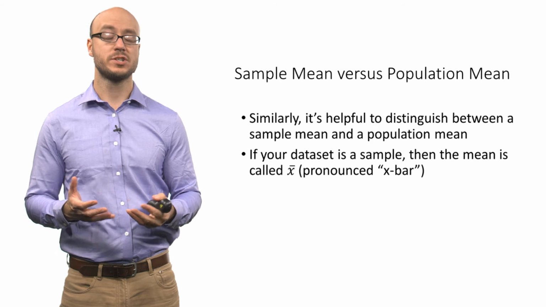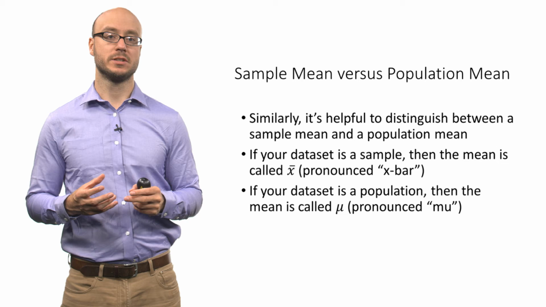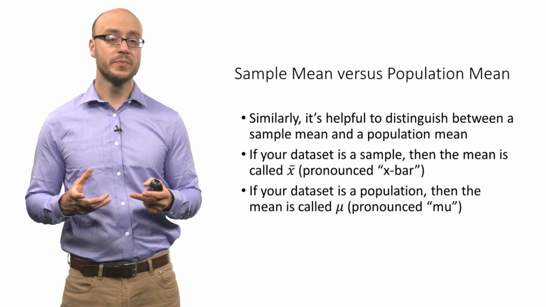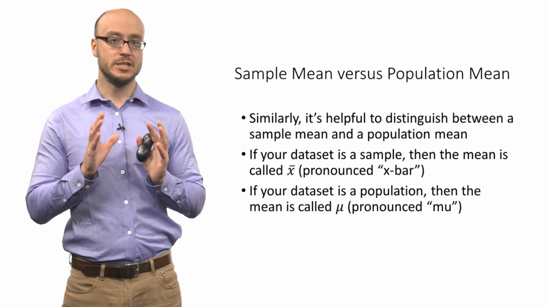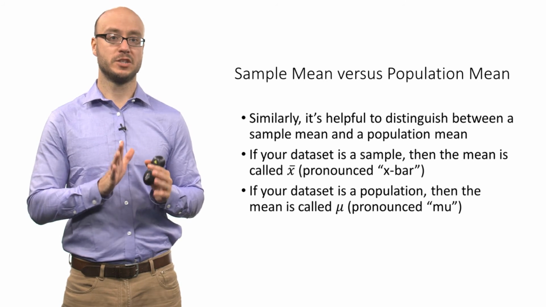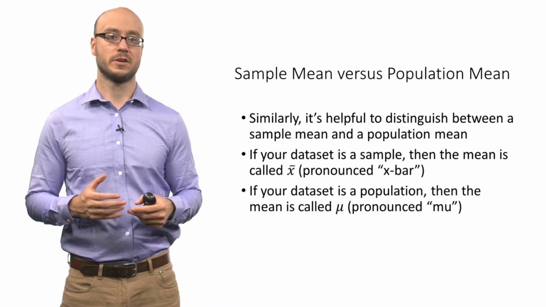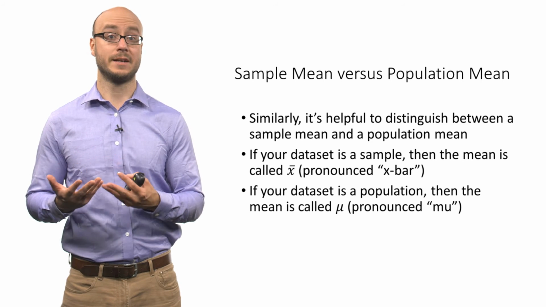This is just by convention. This is the notation that we use. If your data set is a population, then we call the mean mu. This is a Greek letter mu. And I think the important point is that in general, when we talk about population parameters versus sample statistics, the population parameters are expressed in Greek letters typically, and the sample statistics are represented in Latin or Roman letters.